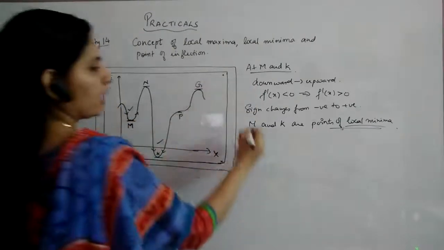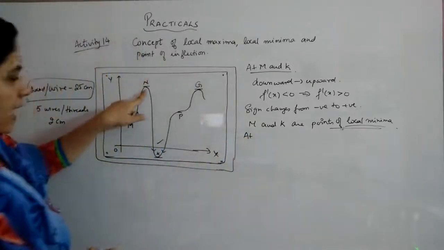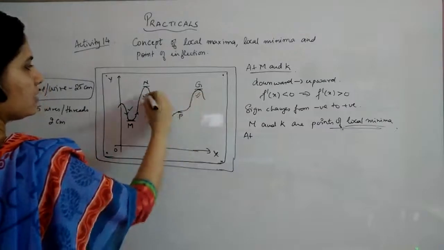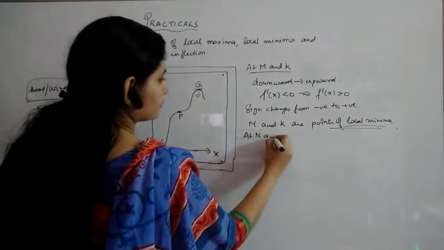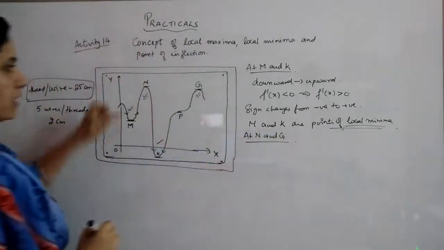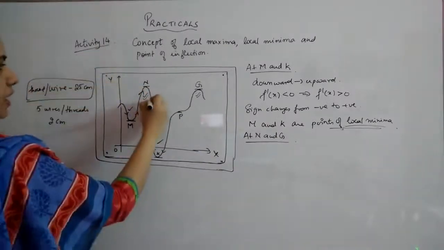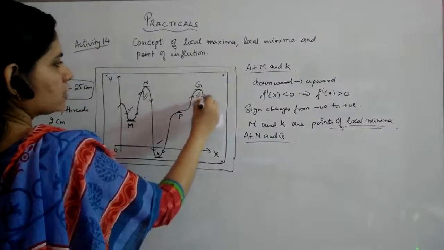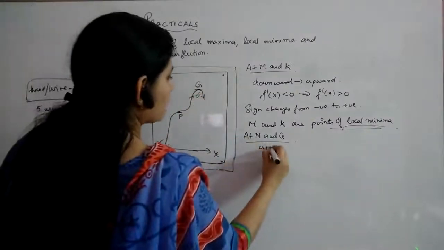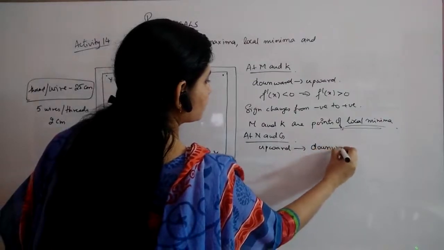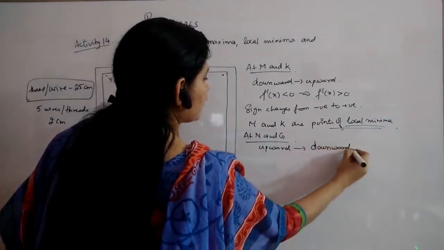Okay. Now at the points N and G. Just check the figure. It is going upward and then coming downwards. Again here, going upward, coming downwards. So it is from upward to downwards, and it is moving like this.